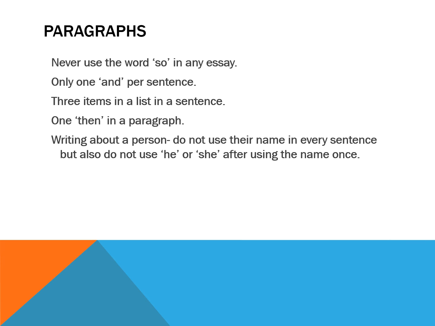There should only be one then in a paragraph. There should only be one because in a paragraph. Do not keep repeating the same words throughout your essays. When you're writing about a person, do not use their name in every sentence. But then also do not just refer to them as he or she after using the name once or twice, okay? You want to make sure that the reader is always aware of what you are talking about.